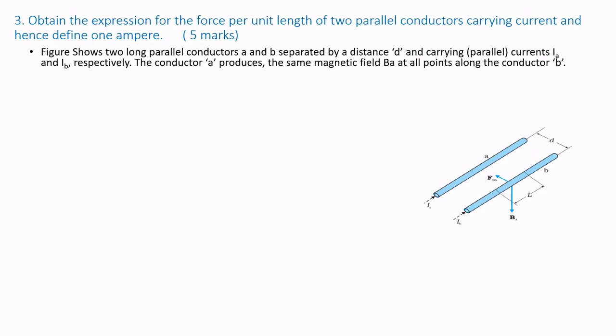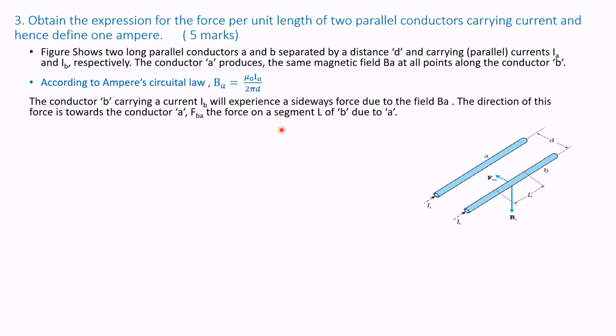The conductor A produces the same magnetic field BA at all points along the conductor B. According to Ampere's circuital law, BA is equal to mu naught IA divided by 2 pi d. The conductor B carrying current IB will also experience a sideways force due to field BA. The direction of this force is towards the conductor A as shown here. FBA is the force on segment L of B due to A.